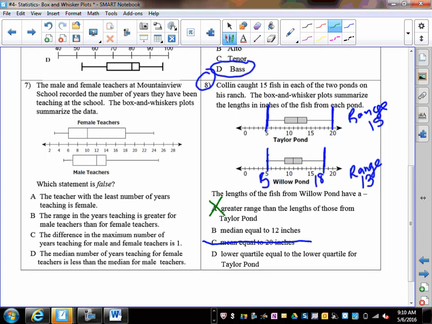So not that one. All right, so Willow Pond has a median equal to 12 inches. Well, what's your median here? 11. All right, and then finally, our lower quartile is equal to the lower quartile of Taylor Pond. The lower quartile is the smallest one, the first chunk here. Taylor Pond goes from 5 to 9. And if we look, Willow Pond also goes from 5 to 9. So we have D as our answer choice.